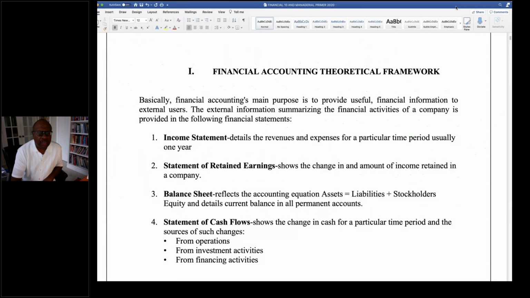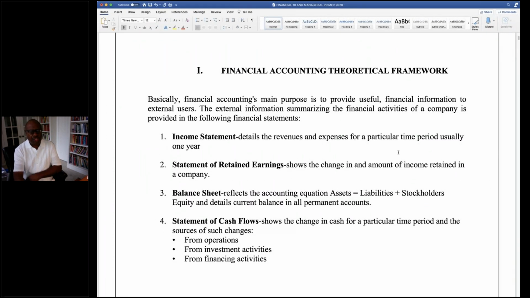Okay, so as you remember, when we first started the course, we looked at the financial accounting theoretical framework. And what I indicated to you was that our primary objective in the course is to learn how to prepare an income statement, a statement of retained earnings, a balance sheet, which we will do all these today, and then finish up with a statement of cash flows. We'll do that when we get to the chapter on cash.